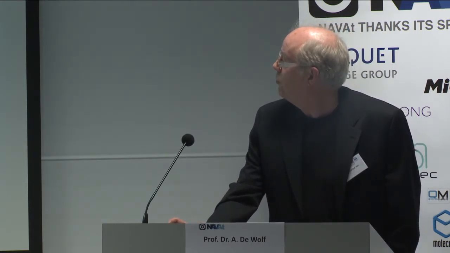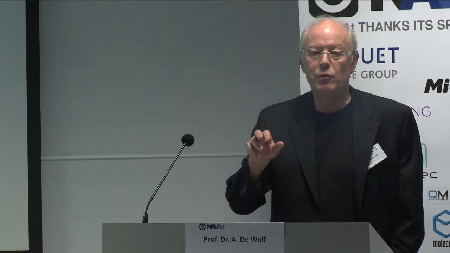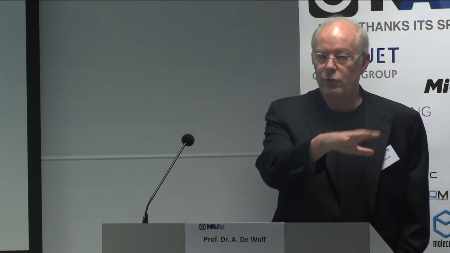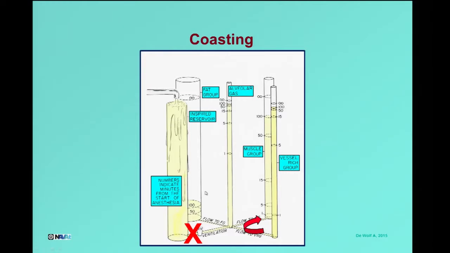Note that we still have quite a higher concentration in the vessel-rich group as compared to the muscle group. In other words, there was still agent at that time going from vessel-rich group to the muscle group. So my idea was, well, this is indeed how it works. Coasting means that you stop clearance and you have vapor going from the vessel-rich group to the muscle group because of the differences in partial pressure there.